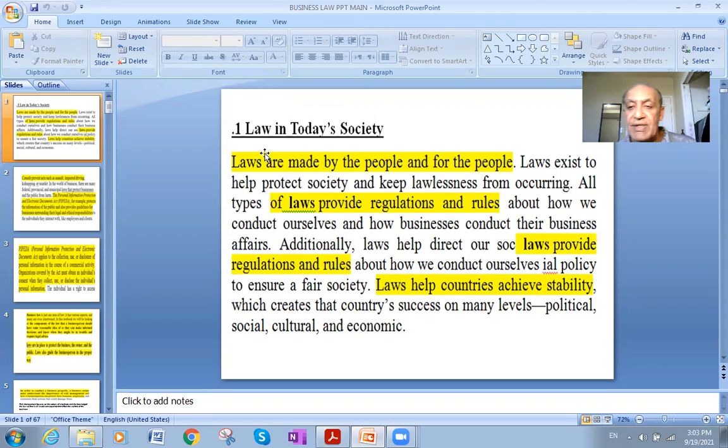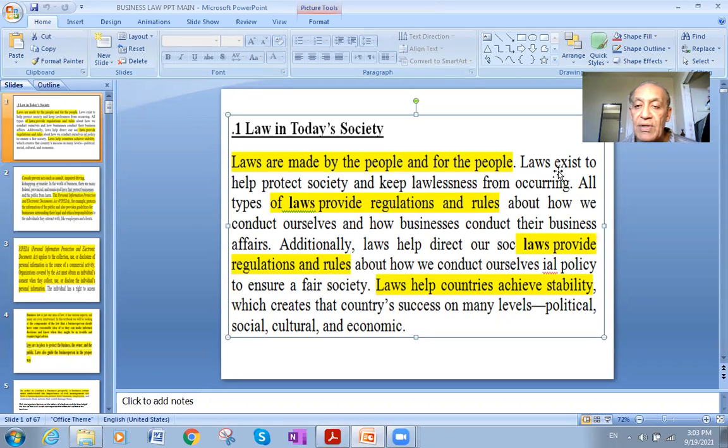In today's society, the law has a very important role for the people to govern their behavior. And this is why the law is important. Laws are made by people and for the people. This sentence is very beautiful. It's made by the people and for the people, as you see. Law exists to help protect society and keep lawlessness from occurring.